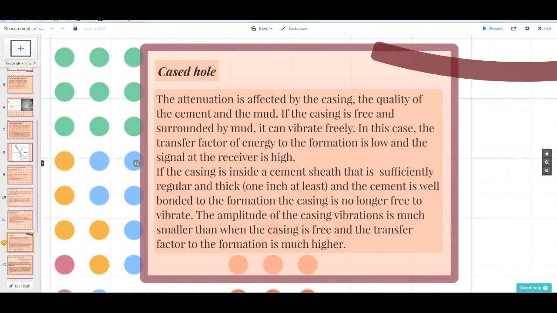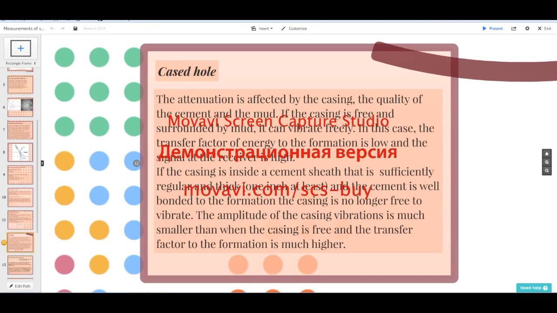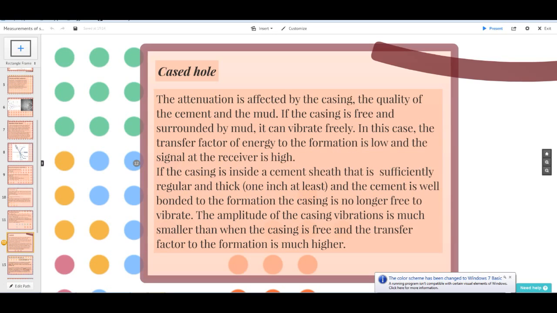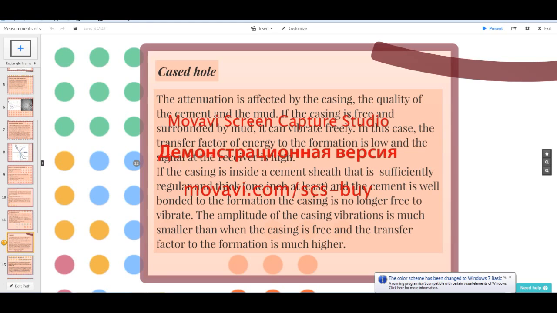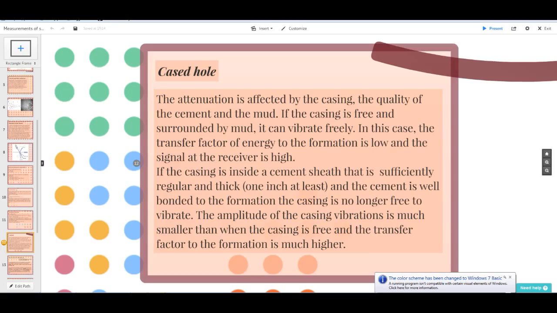As regards cased hole, the attenuation is affected by the casing, the quality of cement and the mud. If the casing is free and surrounded by mud, it can vibrate freely. In this case, the transfer factor of energy to the formation is low and the signal at the receiver is high. If the casing is inside a cement sheath that is sufficiently regular and thick, 1 inch at least, and the cement is well bonded to the formation, the casing is no longer free to vibrate. The amplitude of the casing vibrations is much smaller than when the casing is free and the transfer factor to the formation is much higher.